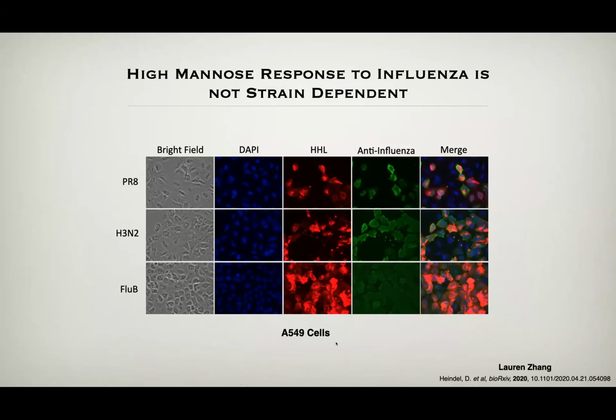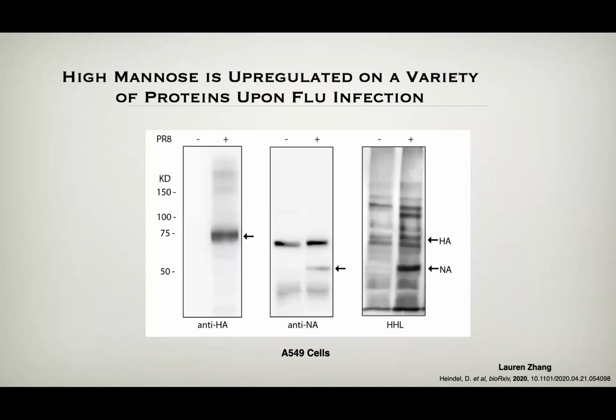So what is this high-mannose response on? Well, we don't know the exact proteins that it's on, but what we do know is it's not just a result of the neuraminidase or the hemagglutinin, which are the 2 main glycoproteins on influenza. If you look at lectin blotting, you can see that the neuraminidase definitely has a lot of high-mannose, but there are a lot of other endogenous proteins that have increased high-mannose as well, indicating that while this may be partly due to the neuraminidase expression at the cell surface, it's also due to a large amount of high-mannose being on other endogenous proteins on the cell.